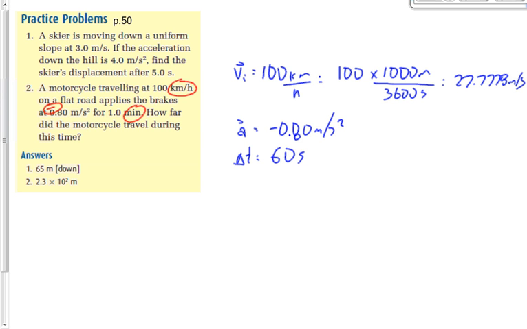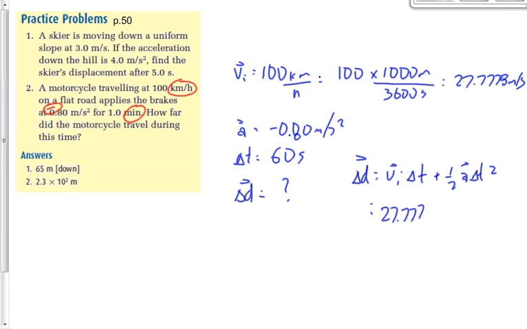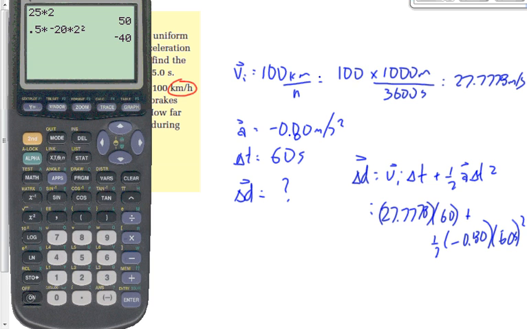How far did it go? Looking for displacement here. We're going to use the same equation, I think, as we used in the last one. D is equal to VIT plus 1/2 AT squared. VI is 27.7778 times 60. Negative 0.80 times a time of 60 seconds. Okay, follow along on the calculator. We'll do this one as a group here, okay? Let's say 27.7777 times 60. Okay, that's the first number, 1666.666.